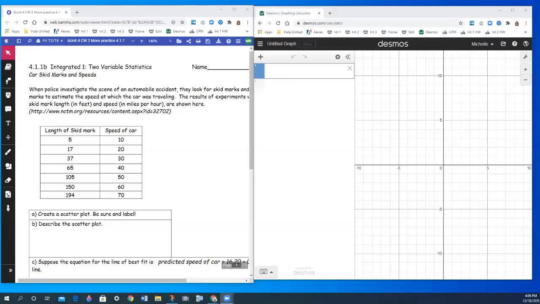So this video is on Friday, December 18th classwork. This is the scatter plot that was the car skid marks and the speed of the car.